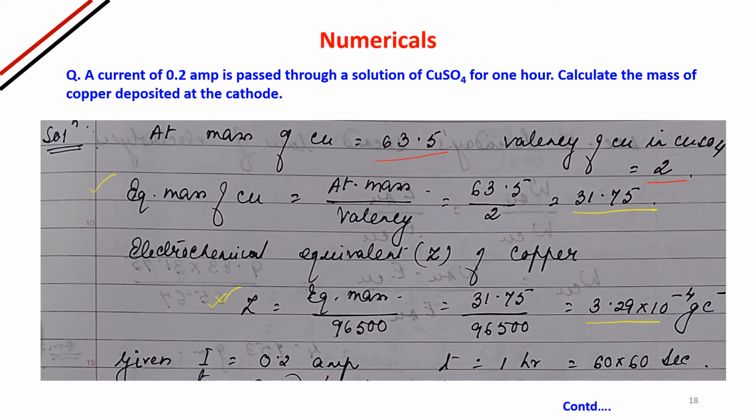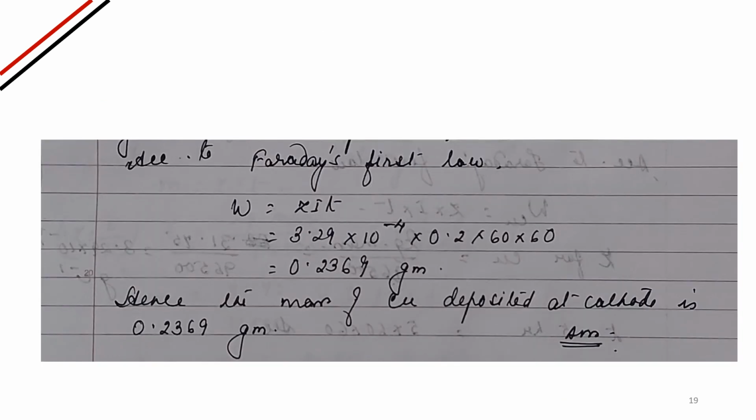Now it is given I is equal to 0.2 ampere and time is equal to 1 hour. So you have to change it to seconds, 60 into 60 seconds. Am I clear? Now, according to Faraday's first law, W is equal to ZIT. Now you know everything. Z is 3.29 into 10 to the power minus 4, I is equal to 0.2 and time is equal to 60 into 60. So we are getting 0.2369 gram. Hence, the mass of copper deposited at cathode is 0.2369 gram. Am I clear, children?